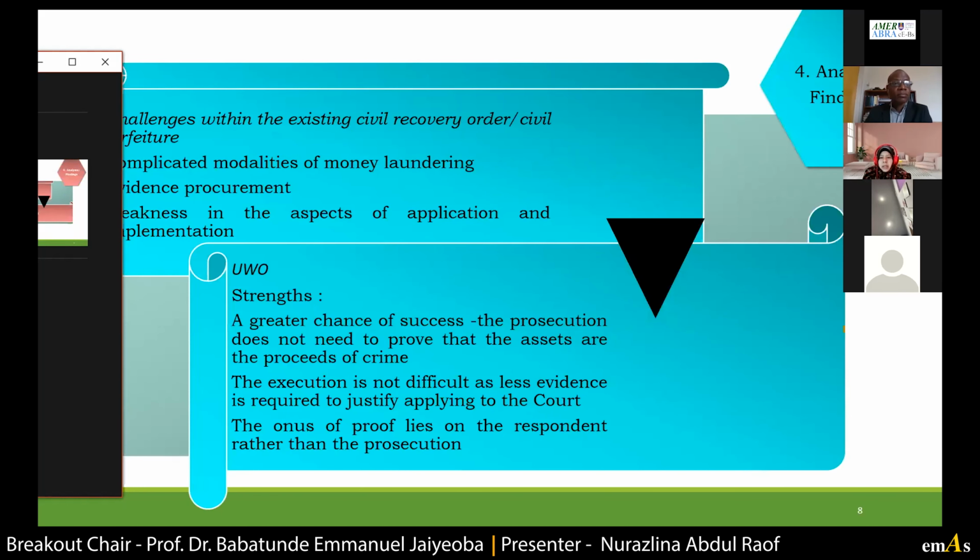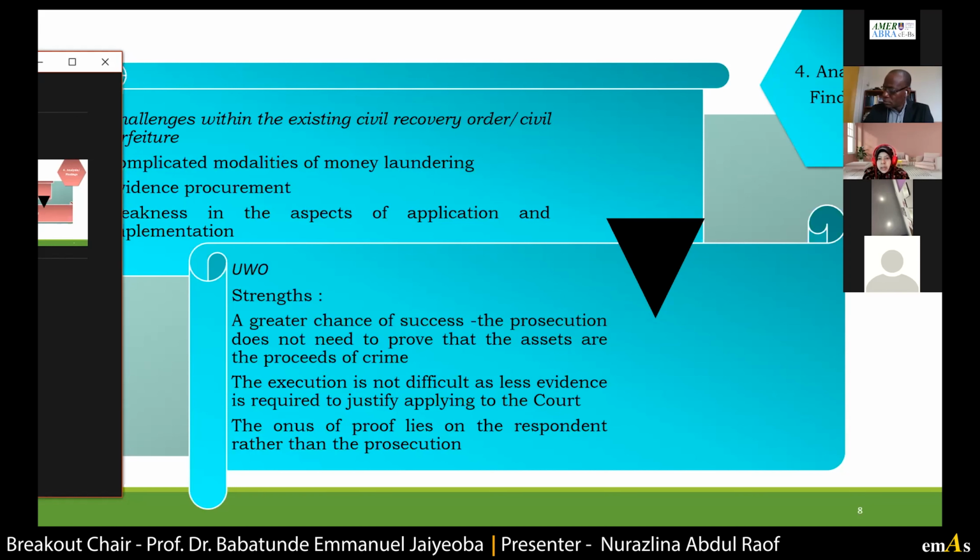Now, when we look at the analysis and findings, there are challenges within the existing civil recovery or civil forfeiture which resulted in the introduction of the unexplained wealth order. For example, we have complicated modalities of money laundering, where Arasu and Abdul Rahman 2018 contend that one of the major hindrances confronted by the authorities in both Malaysia and the UK is the lack of evidence.